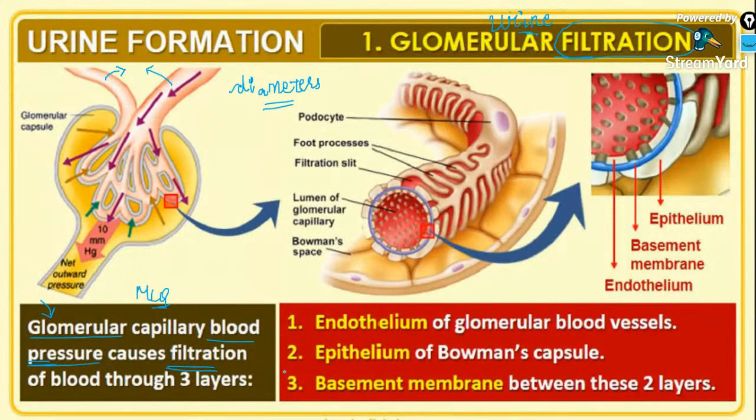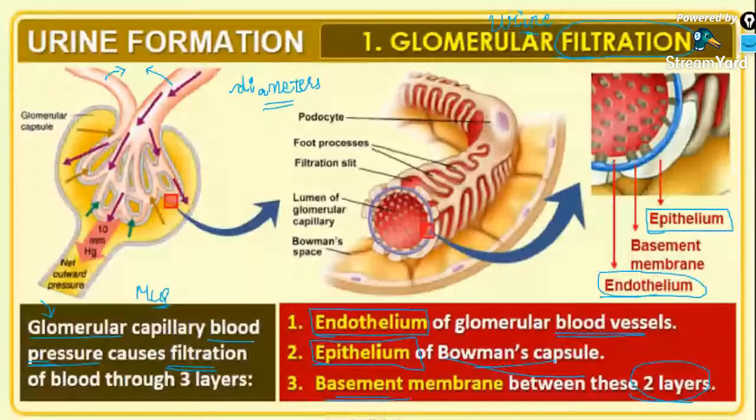Mainly we have three layers in the glomerulus. First one is the endothelium layer, which is made up of the glomerular blood vessel. Second one is the epithelium layer, which is of the Bowman's capsule, the outermost layer. And the third one is the basement membrane, which is present between the two layers, clearly shown in the diagram.